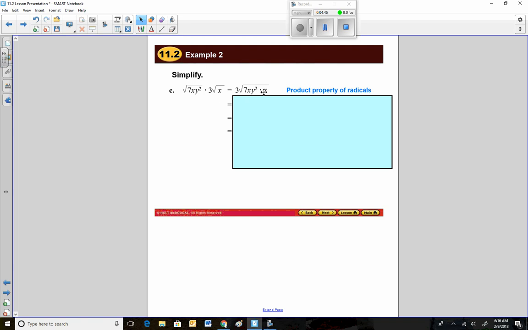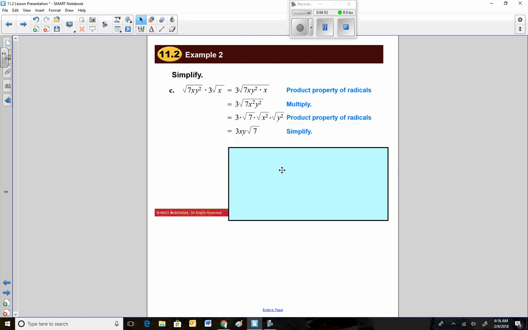See how you have a pair of x's? We'll pull an x out. See how y squared would be a pair of y's? So pull a y out. So guess what? I'm going to skip right over here. It's 3xy root 7. Now, if you need to see this written out, I'll write it real quickly.